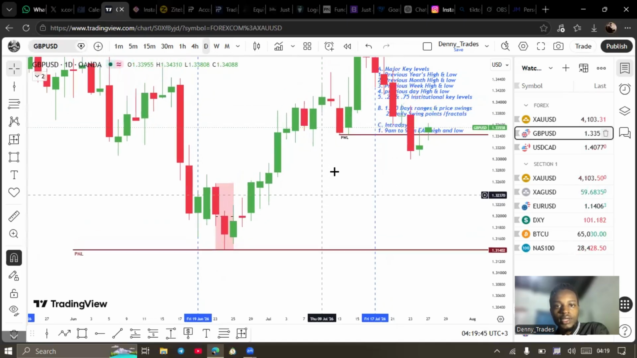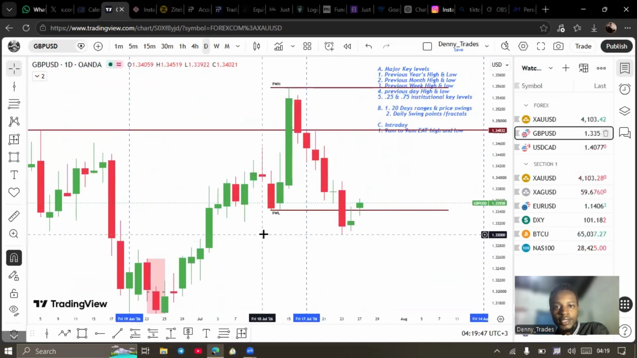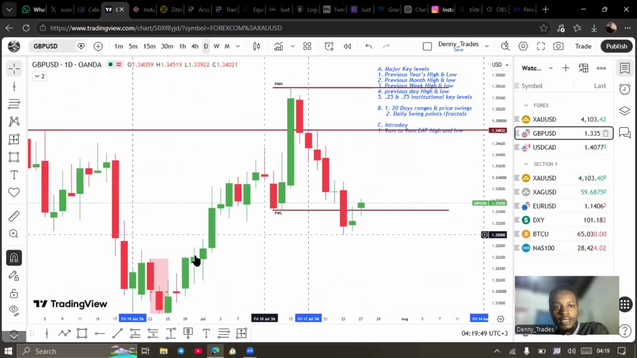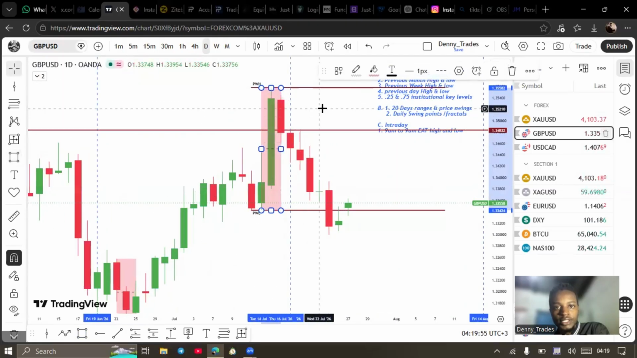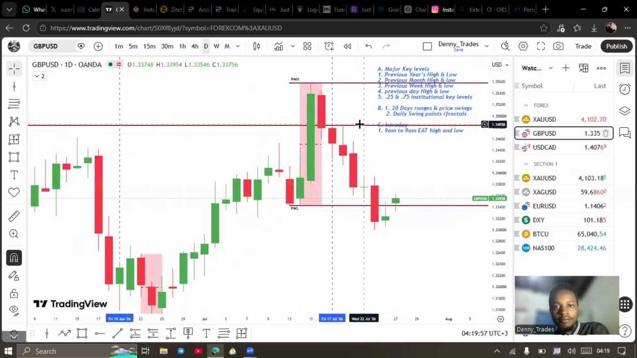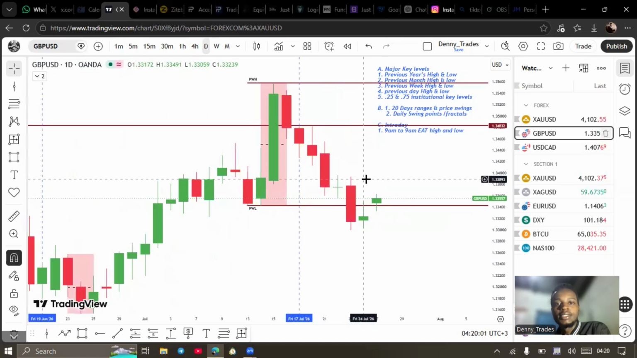Okay, and then we have the daily swing high or fractal, which also is another V-shaped reversal pattern, and it's made up of three daily candles.